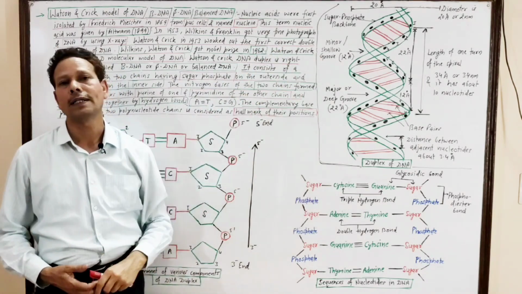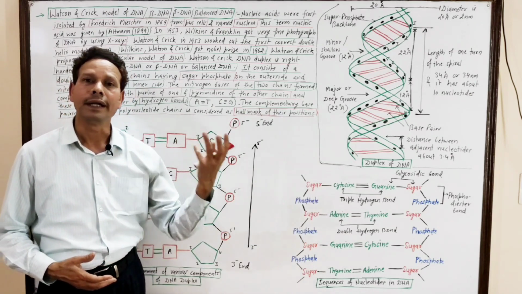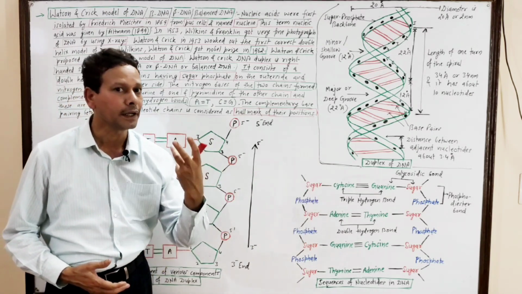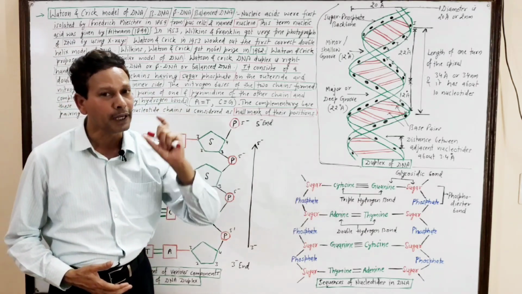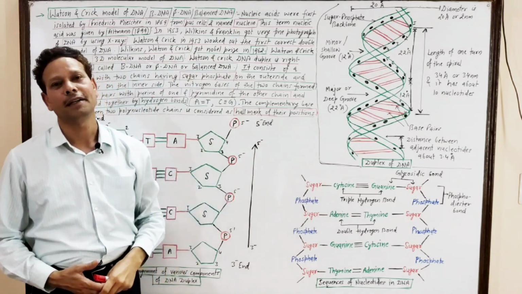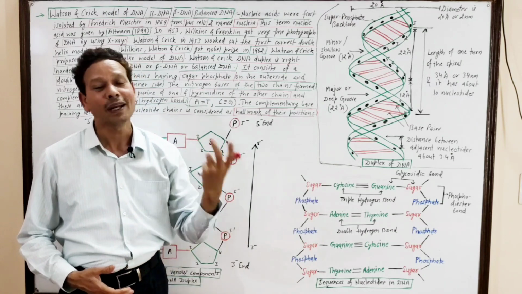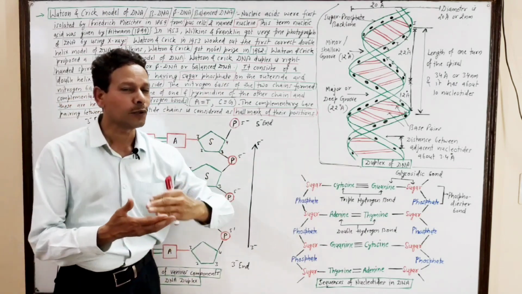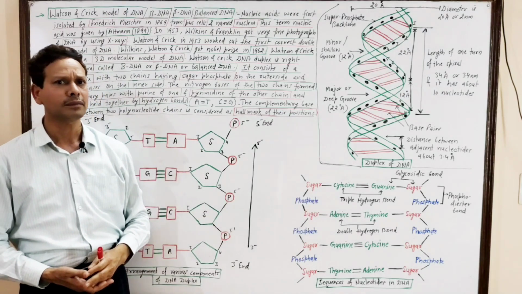Please download your notes. In today's lecture, we will discuss the DNA model, the Watson and Crick model of DNA. It is B-DNA, or balanced DNA, stable DNA. As we know, in our last lecture we studied nucleic acids. These nucleic acids are of two types, DNA and RNA.